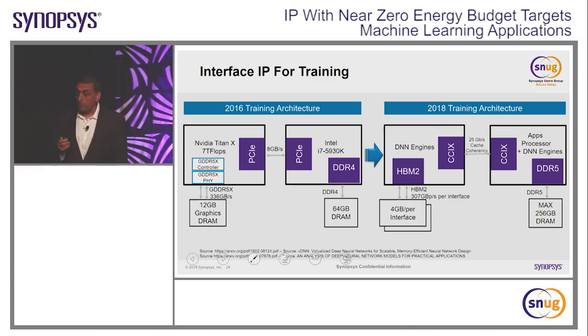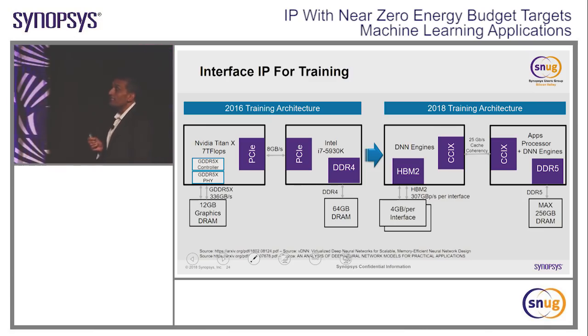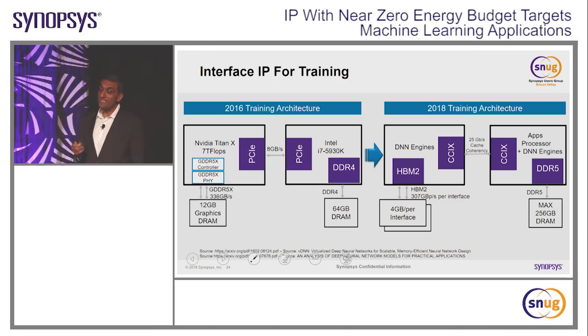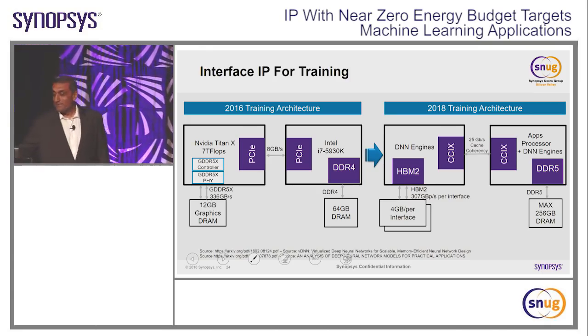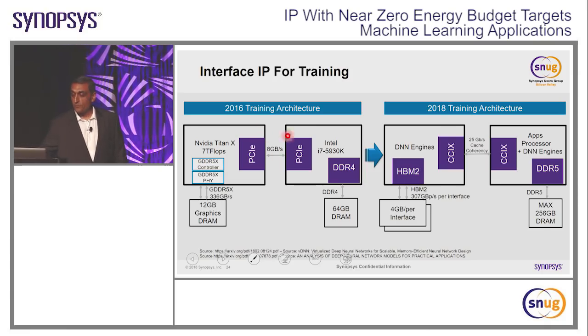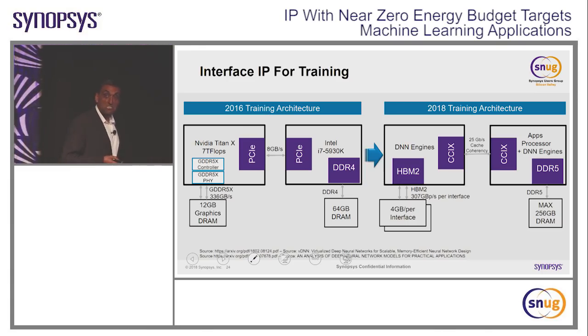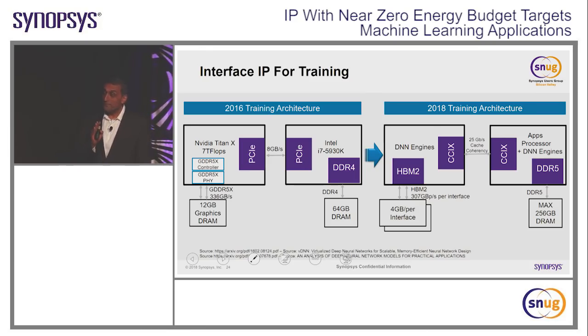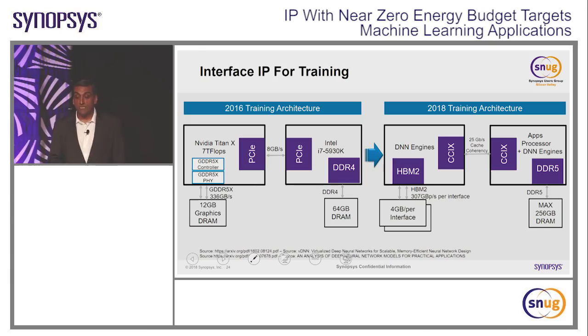The bandwidth problem is solved simply by increasing the speed of the interface IP. So we went from 8, which is PCI Express Gen 3, to something around 25 gigabits per second, which is the CCIX specification. CCIX also supports PCI Express Gen 4. So you get the ability to support both CCIX, cache coherency, and PCI Express Gen 4.